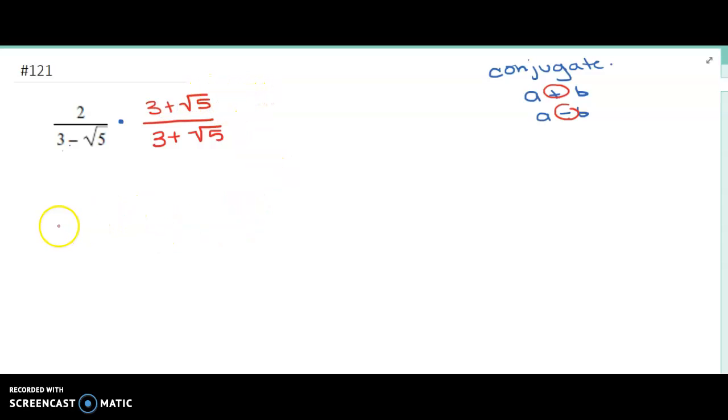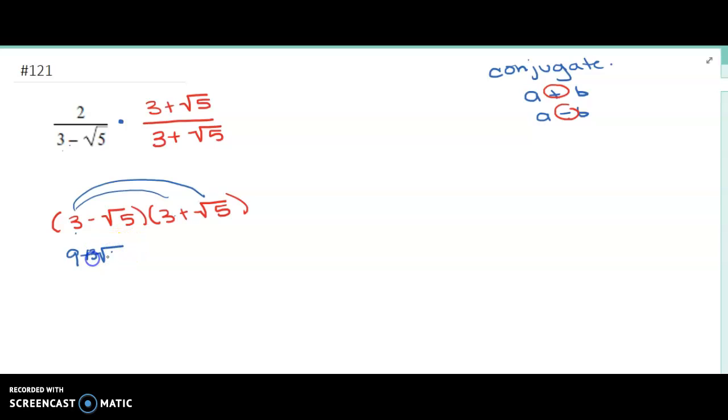Now you can do this one of two ways. You can do 3 minus square root of 5 times 3 plus square root of 5, and then you can FOIL it. And guys, I usually like FOIL. I don't here, but I'm going to do it and show you, and then I'll show you a different way you can do it. So 3 times 3 is 9. 3 times a square root of 5 plus 3 square root of 5. And then minus square root of 5 times 3, so minus 3 square root of 5. And then minus square root of 5 times positive square root of 5, which is minus square root of 5 squared.